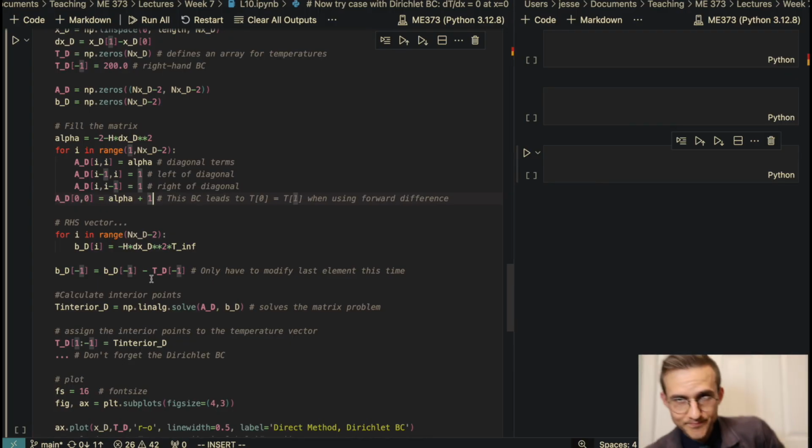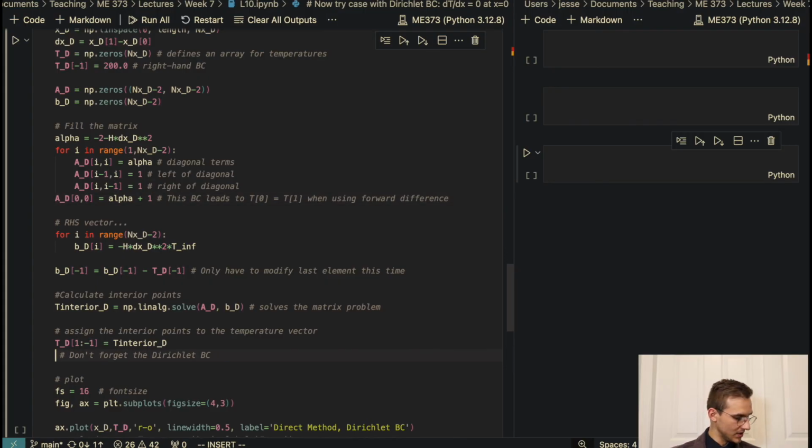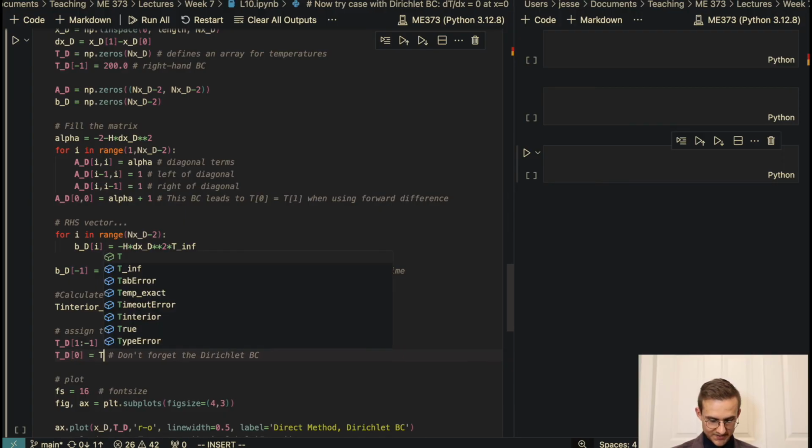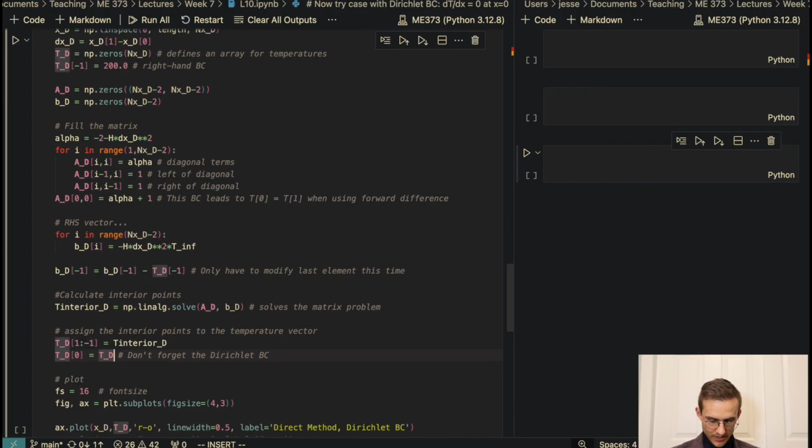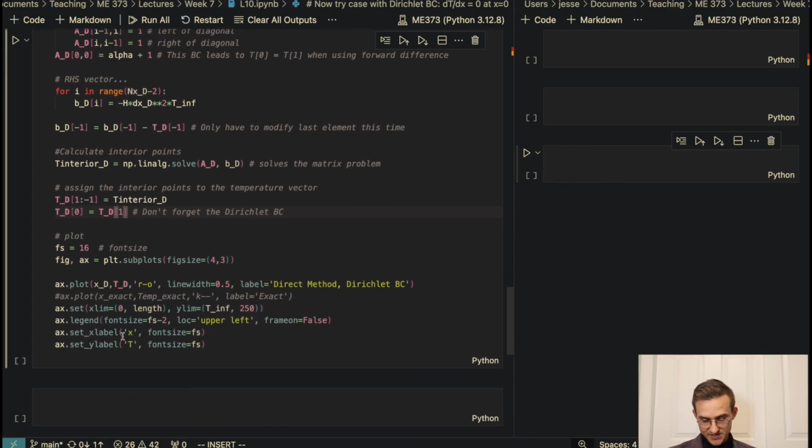And then we have the interior, and once we assign the interior, we have to fix the first boundary value at 0. That has to be equal to whatever TD is, for T Dirichlet, plus 1. Okay, that's the left-hand side boundary condition equation that we ended up with, that we subbed in. Okay, and that's all that goes into that one.